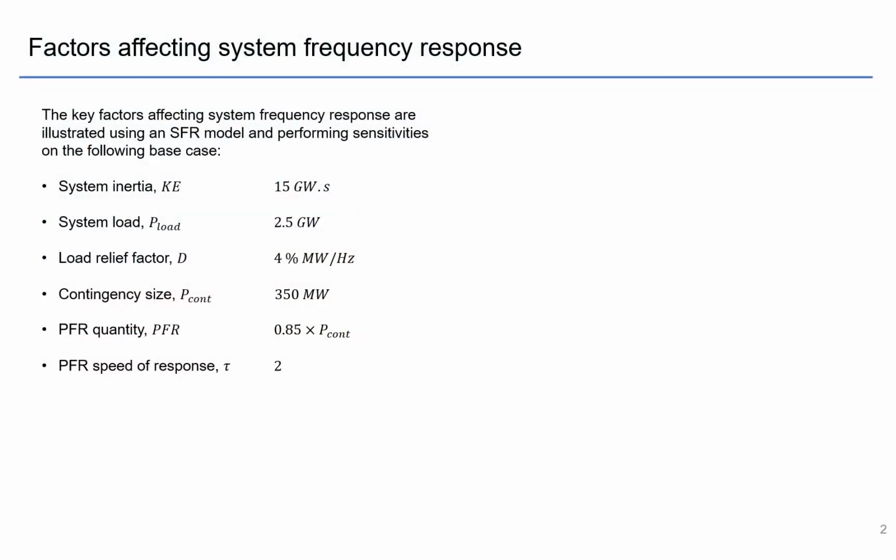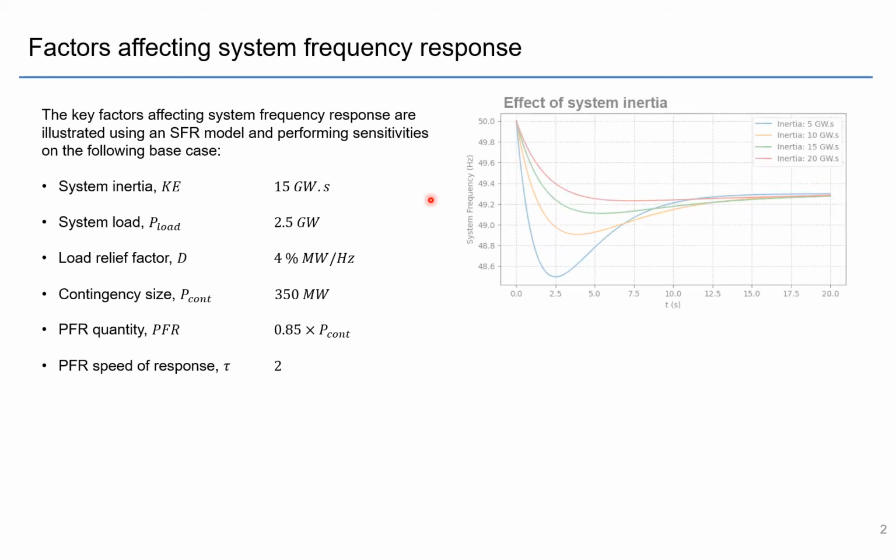To illustrate the key factors affecting system frequency response, we're going to use an SFR model and perform sensitivities on the following base case. So here are the parameters of the base case. The first thing we're going to change is the system inertia. So the green line here is the base case, 15 gigawatt seconds. If we increase the inertia, then we get a better RoCoF and a higher frequency nadir. Now, as we decrease the inertia, we get a faster RoCoF, or a higher RoCoF, and a lower frequency nadir. And the steady state or quasi-steady state settling frequency stays the same, pretty much in all cases.